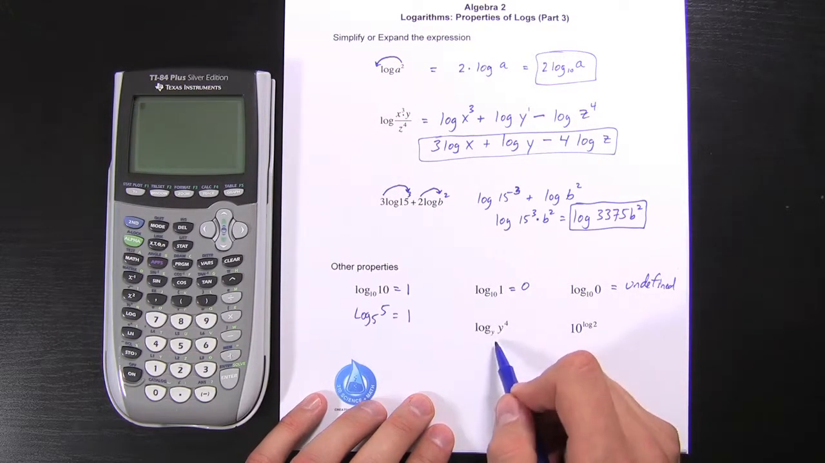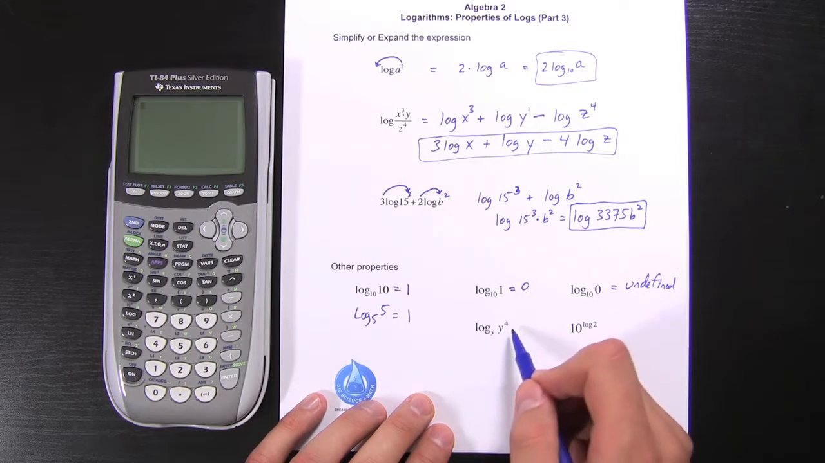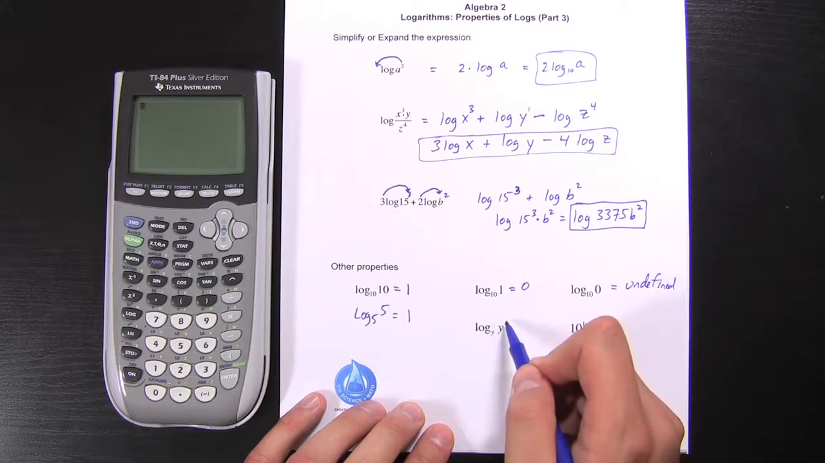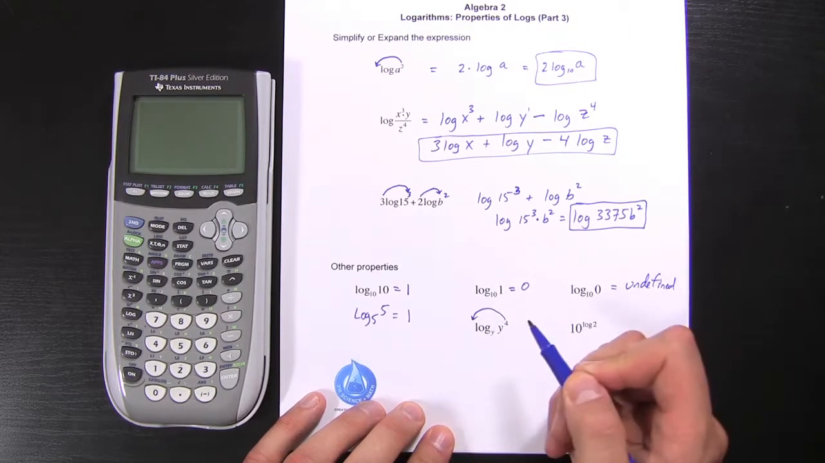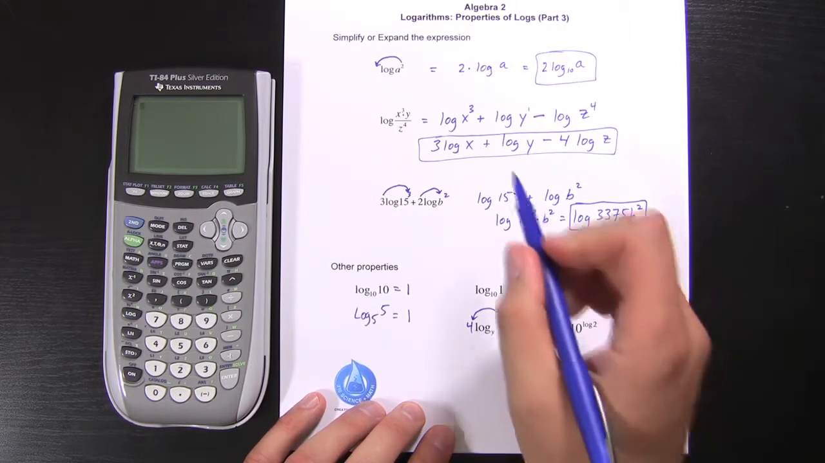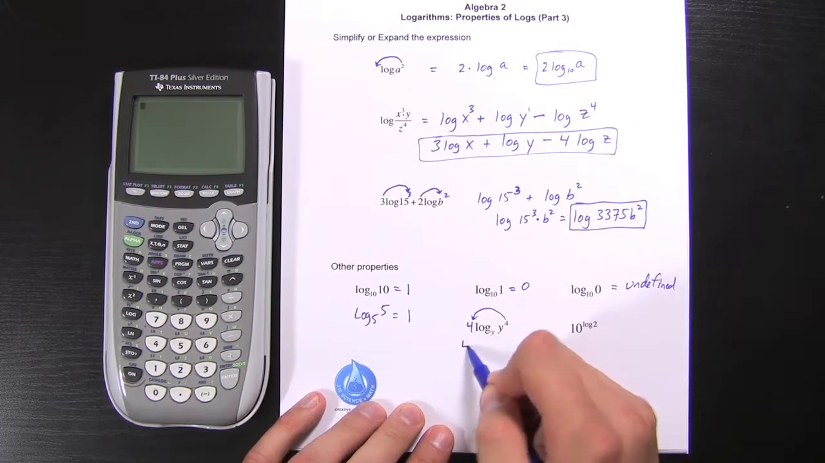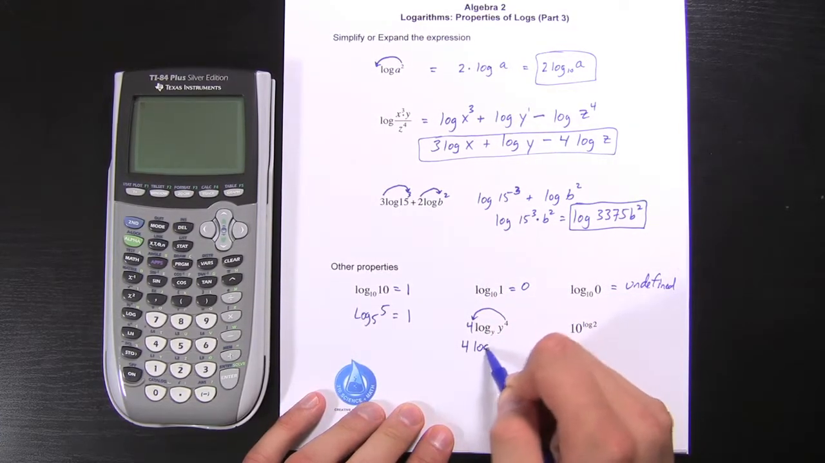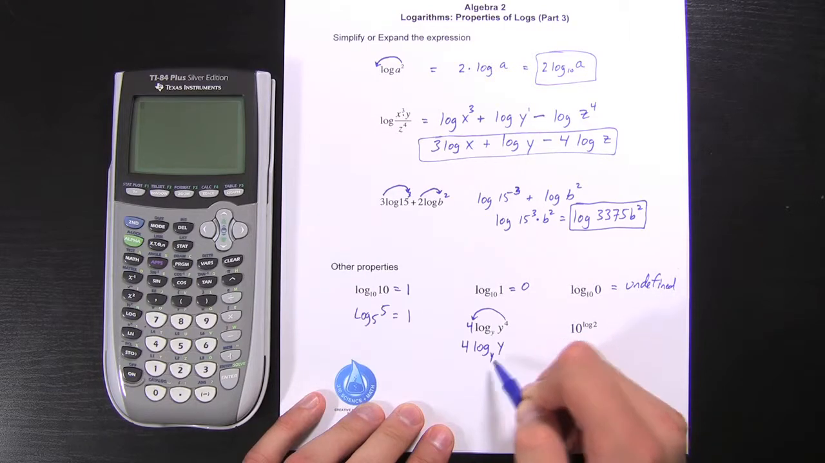This is a situation where you have the log of some term, and that term and the base happen to be the same thing, right? So just like before, we put that 4 in front, as in the previous examples up there. Here we have 4 log of y to the base y.